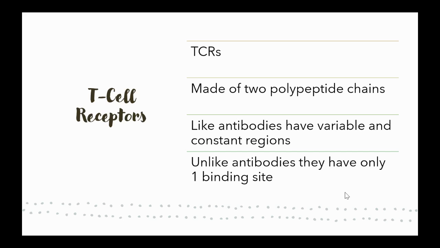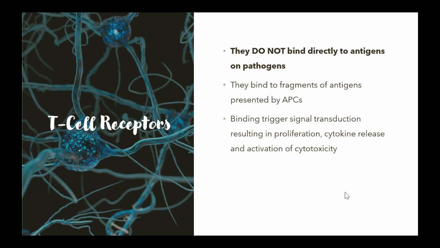Like antibodies, they have both variable and constant regions. That generates variability, which creates the specificity. One receptor will respond to one antigen. Antibodies have 2 binding sites. You saw that with that Y shape they've got. T cell receptors only have 1 binding site. That's the key difference in terms of their structure.